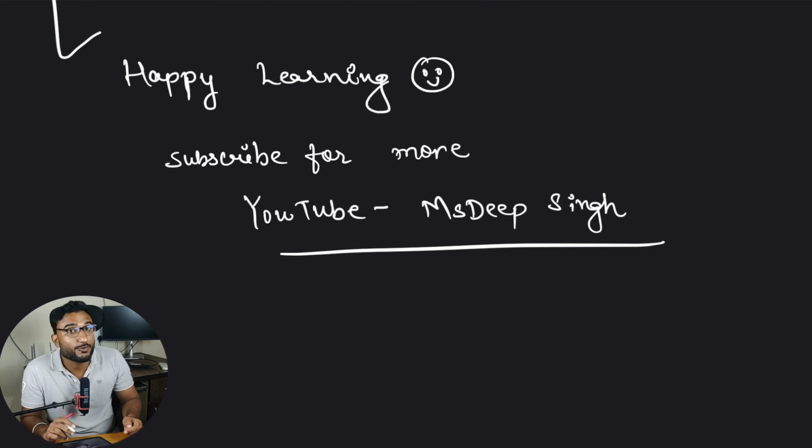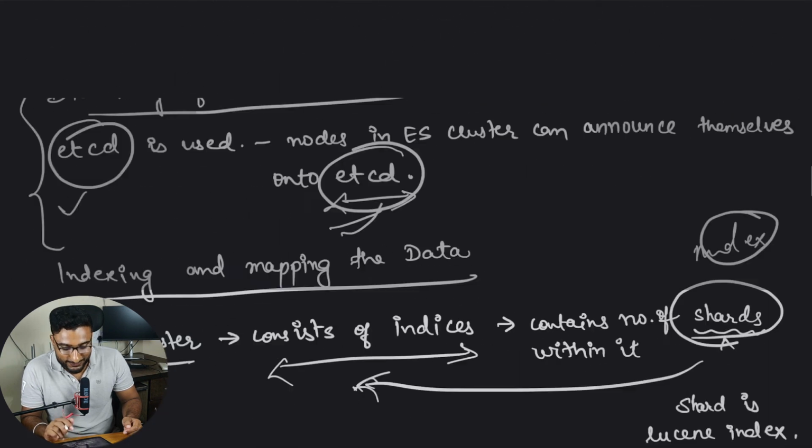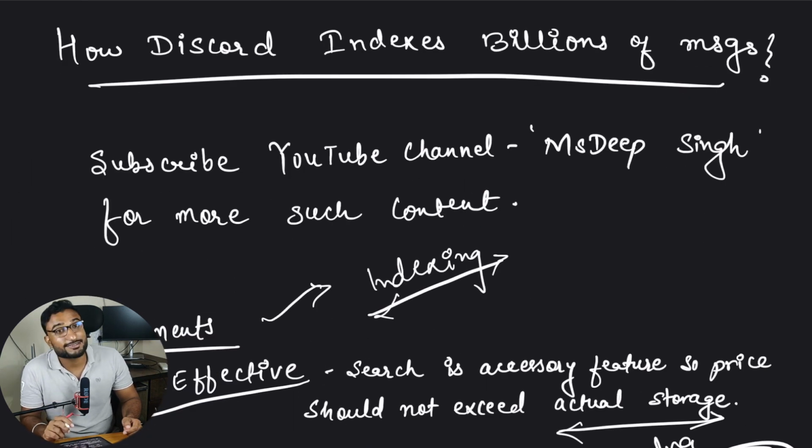This is all about how the data is indexed, how billions of data. What was our heading? Yeah, so this is all about how Discord indexes billions of messages.